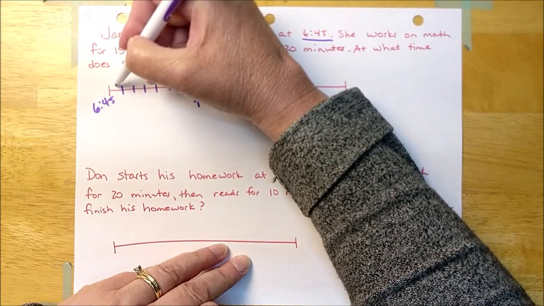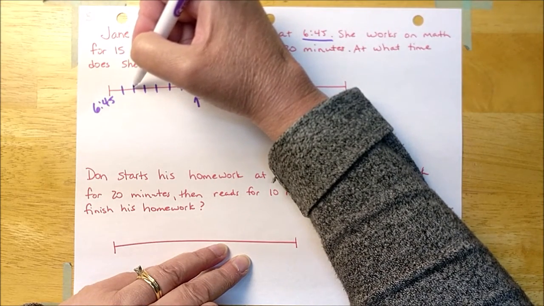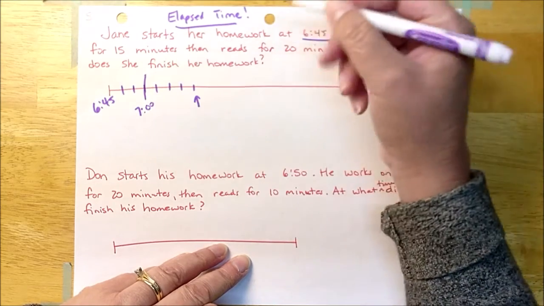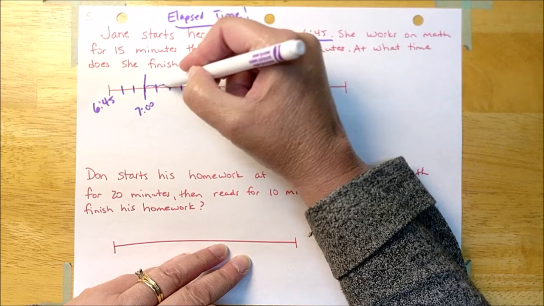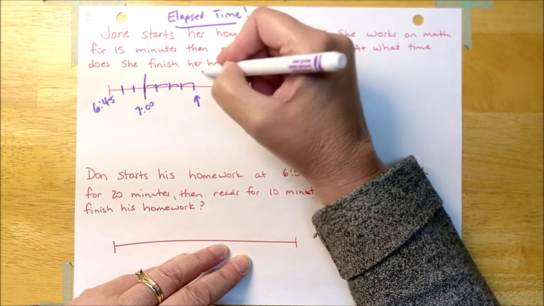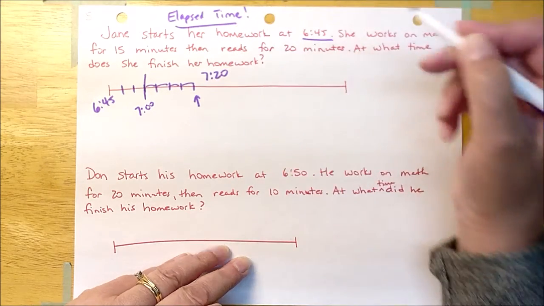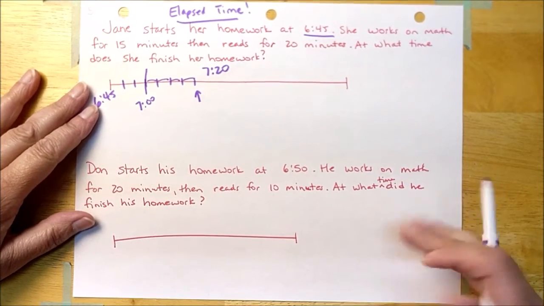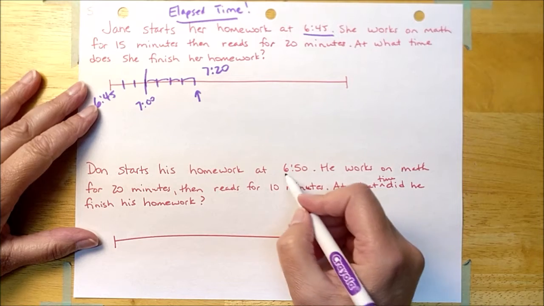So I know that this would make this 6:50, 6:55. This would be 7 o'clock. 7:05, 7:10, 7:15, 7:20 is when she finishes her homework. 7:20.